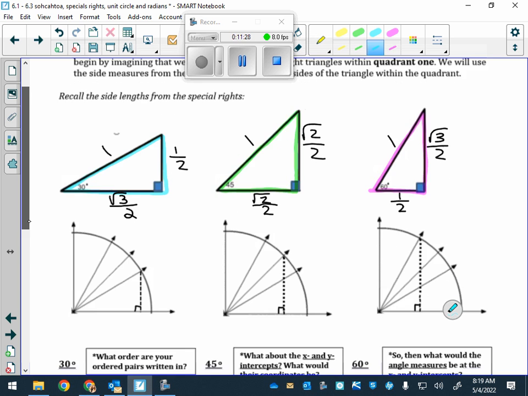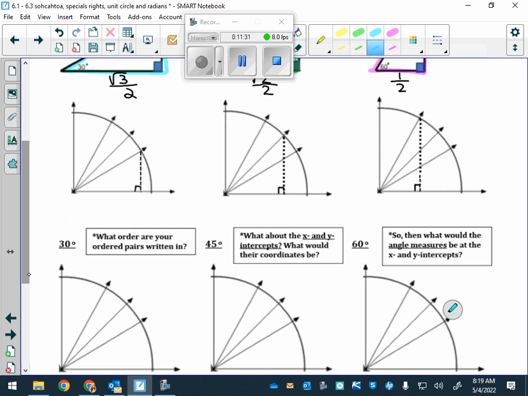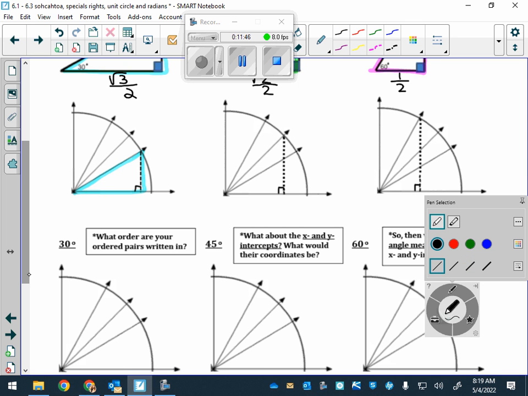Okay, so with your first color again, this is 30 degrees. Outline that triangle in the same 30-degree color. Then we're going to label that this is 30 degrees, and our side lengths are 1/2 and √3/2. So this is what it looks like on the unit circle, how the triangle is created and used.